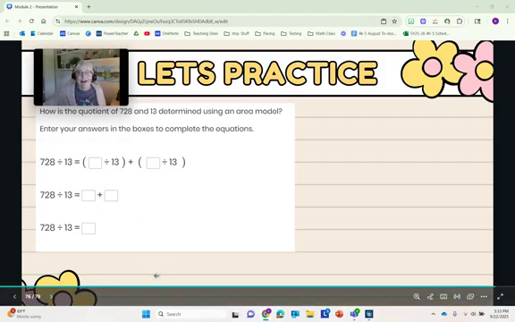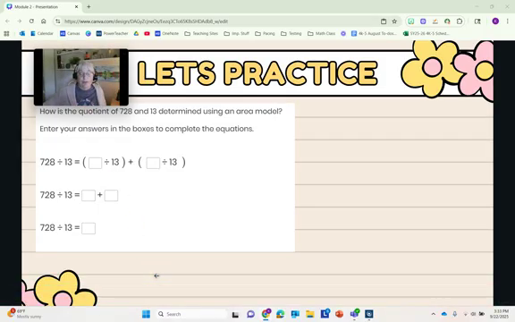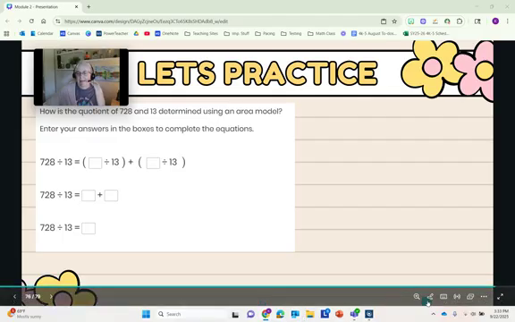This is a hard quiz. You do know how to do it. If you've been following the area model, you're going to know how to do this. Okay, it's kind of like a puzzle. Think of it as a puzzle that you need to put the pieces together. And I'm going to get this pen out and we're going to get started.